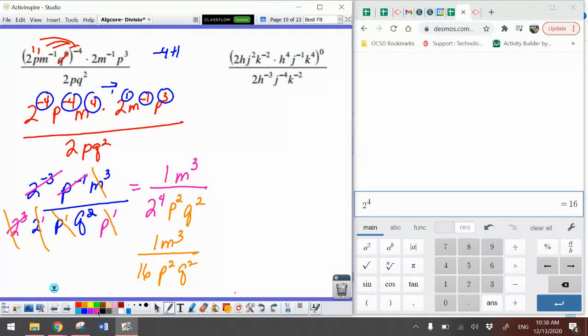So let's simplify going horizontally. So I see I have a 2, and my h's, 1 plus 4 is 5. My j's, 2 plus negative 1 is 1. My k's, negative 2 and 4 is 2, and I still have that to the 0 power.